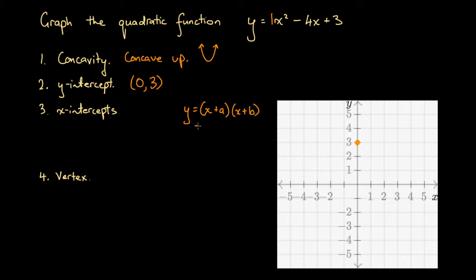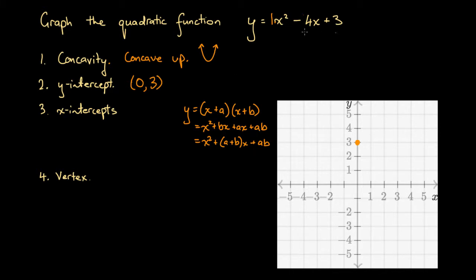And if we were to multiply this out, we get x times x is x squared, x times b is bx, a times x is ax, and a times b is ab. If we collect common terms here, this simplifies to x squared plus (a plus b)x plus ab. So in other words, what we need to find is a value for a and a value for b such that minus 4 equals a plus b, and plus 3 equals ab.